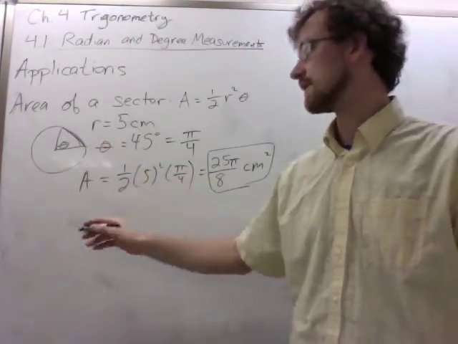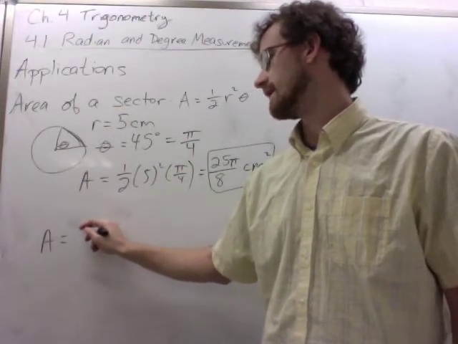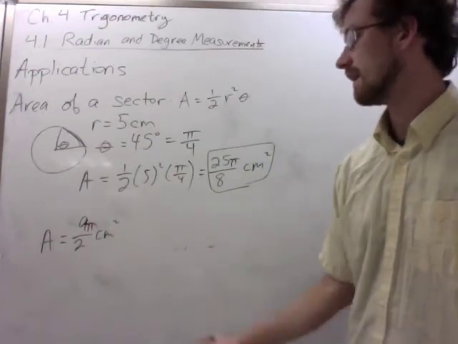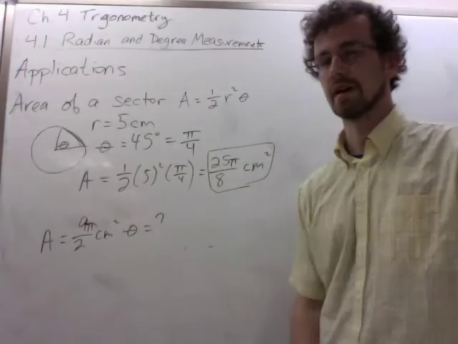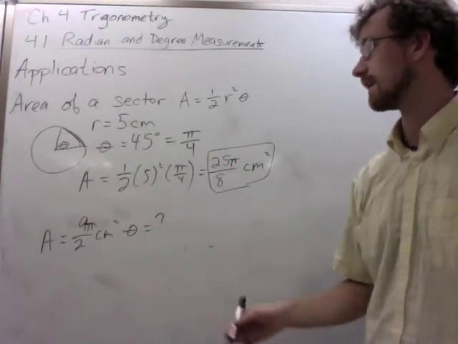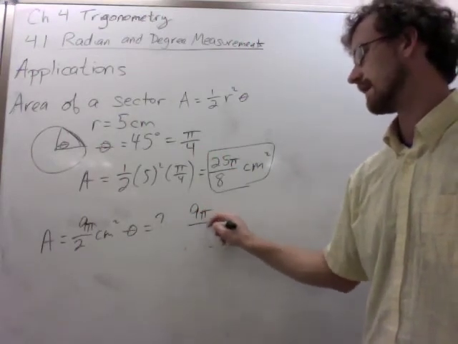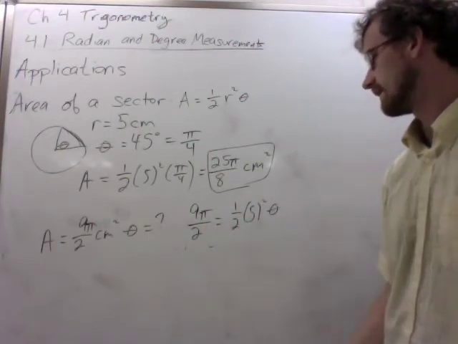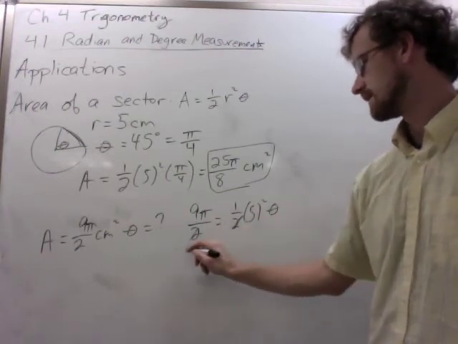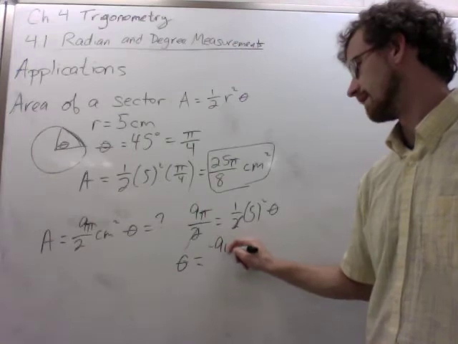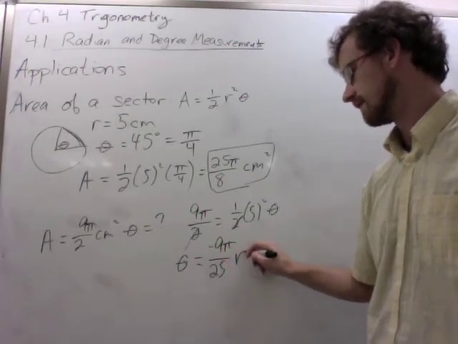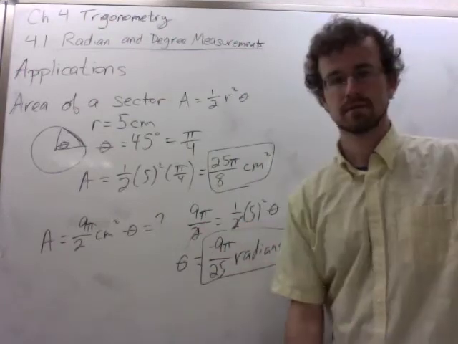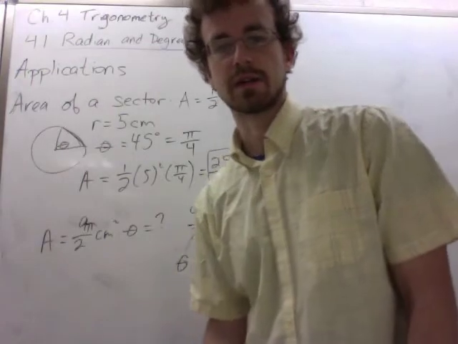If I said we have the same circle, and the area of our sector is 9 pi over 2 centimeters squared, and I want to find what our angle is, then again, we're just plugging it into our formula. 9 pi over 2 equals 1/2 times 5 squared times theta. The 2's cancel out. So our theta is just 9 pi over 25 radians. And that's how to find the area of a sector.